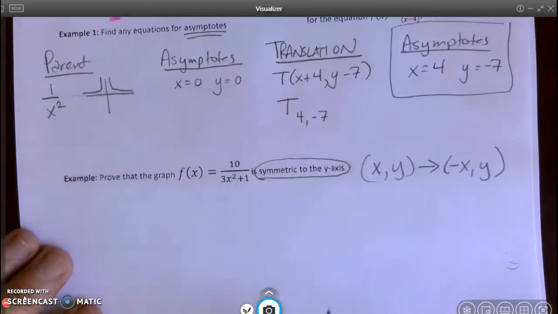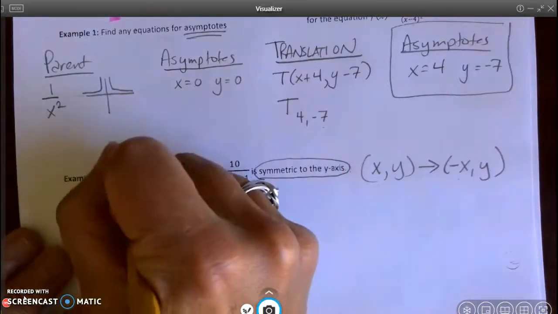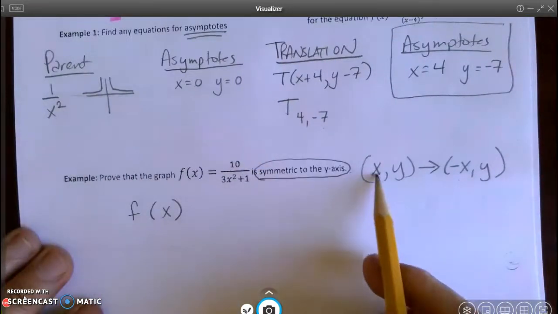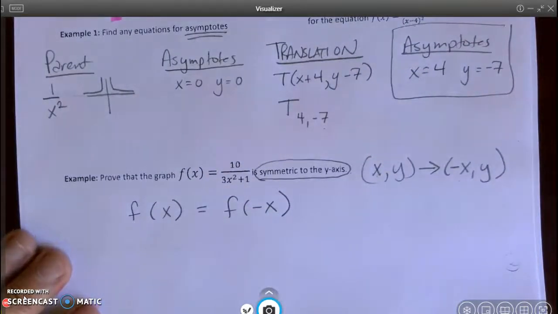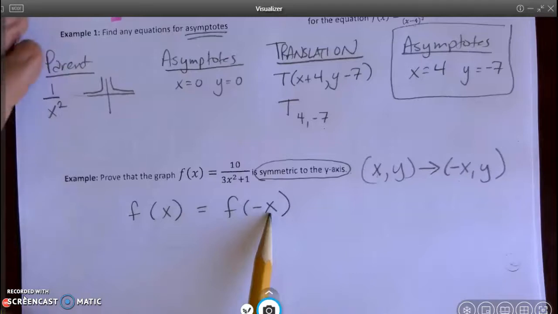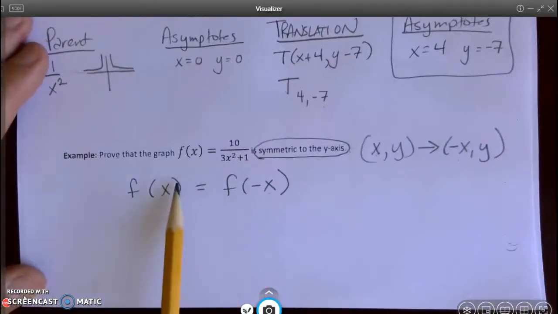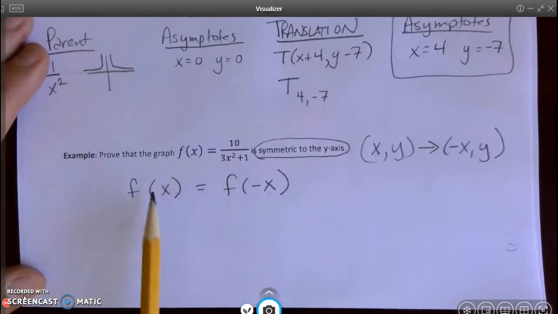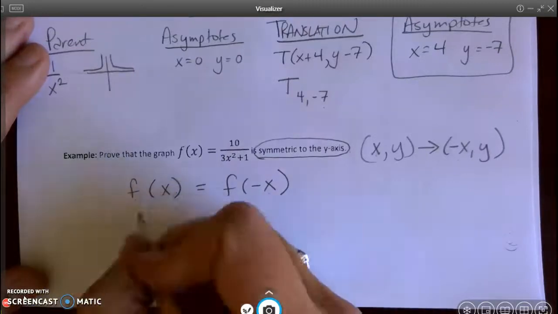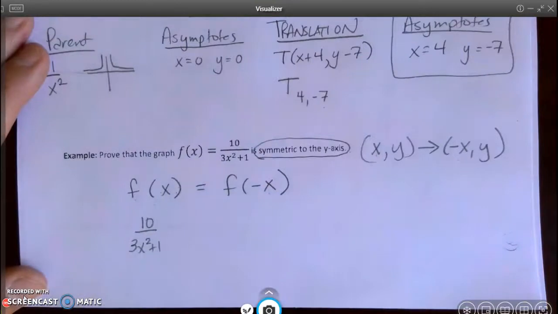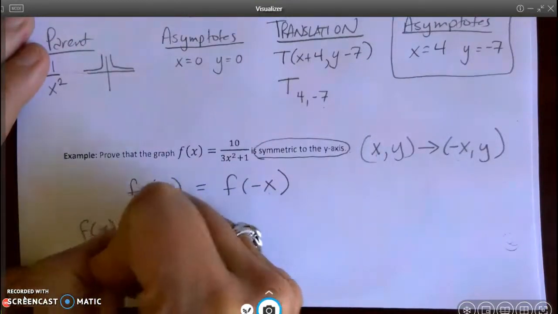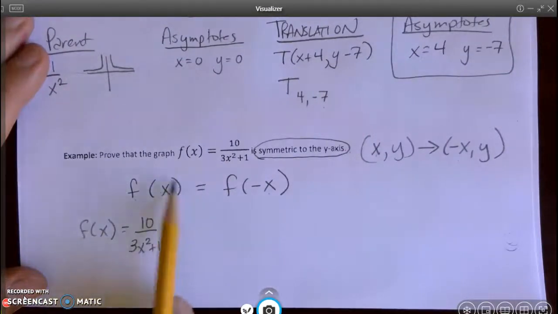In order to show this, in order to prove this, I need to show that f(x), which is the original, is equal to f(-x). Now, when you're doing a proof, you have to do the left side and the right side separately, and then show that they're the same. The left side of the proof says, just tell me what f(x) is. Well, that's easy. It's 10 divided by 3x squared plus 1. So that is going to be f(x). I have shown that the left side is simply 10 divided by 3x squared plus 1.